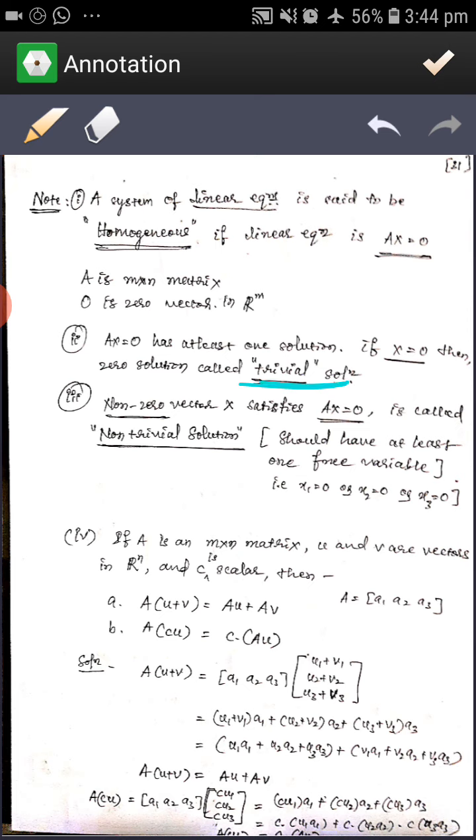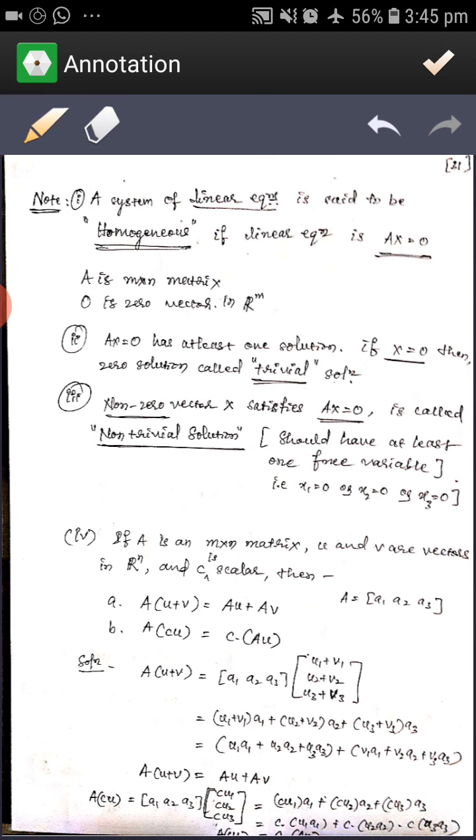Next, suppose Ax equal to 0, but the values x1, x2, x3 may not all be 0. Only one may be 0, either x1 or x2 or x3, and the others are non-zero. In that case the solution we call non-trivial, where x is not all zero but some of the x values are non-zero. Trivial means all x values are 0, and that is trivial versus non-trivial.